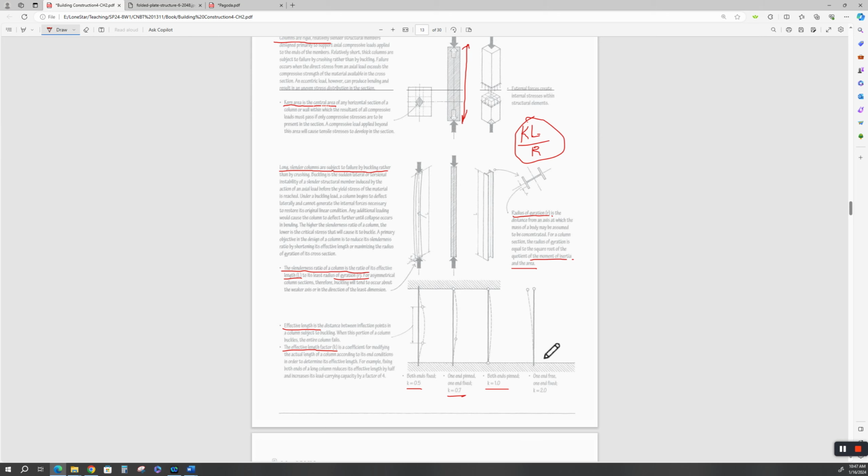And what if it's like a flagpole? Or a light pole, or traffic light. Then the K is 2.